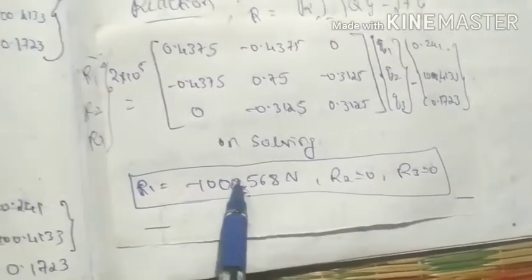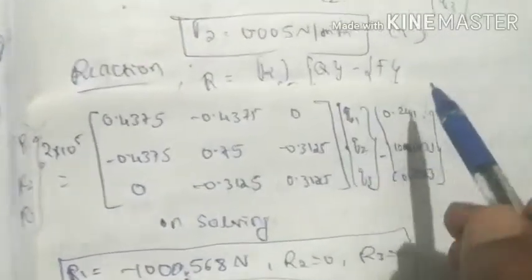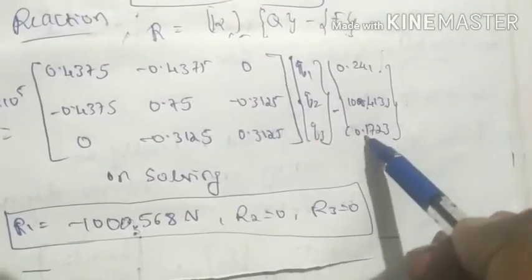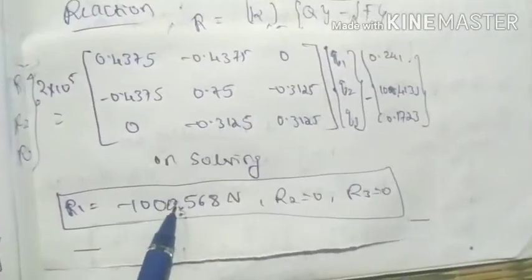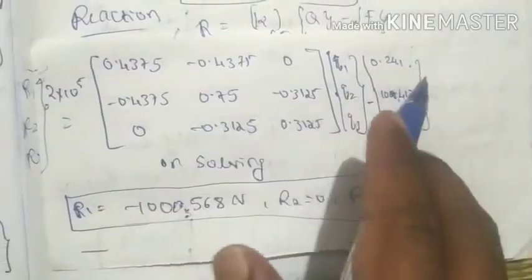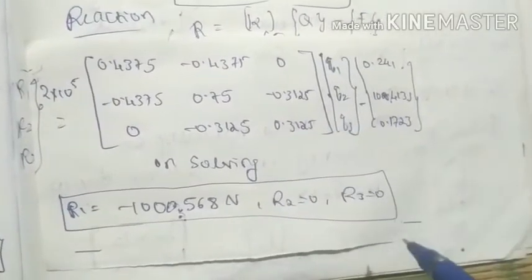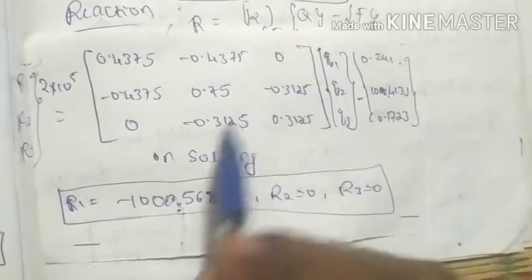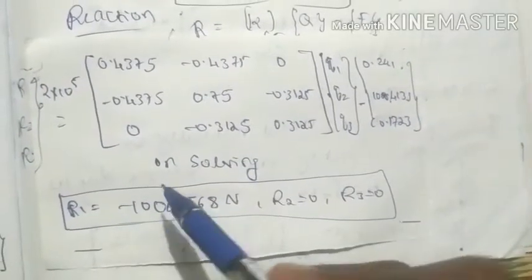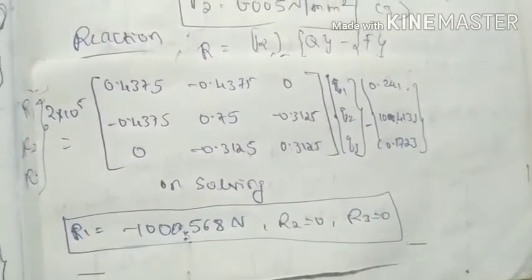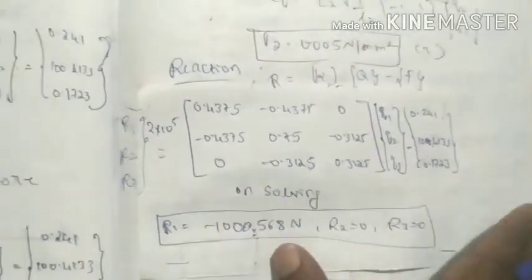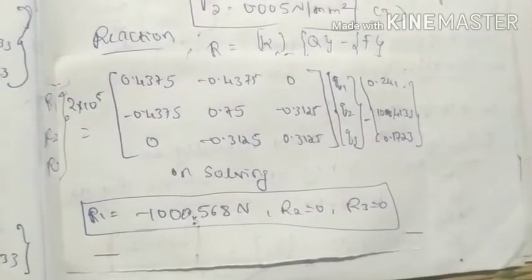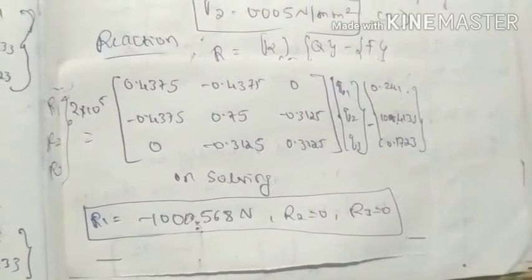Now we will validate this result. How to validate? You see the global force vector, you add 1000.413 plus 0.241 plus 0.1723, you will get approximately the same value. Therefore this is plus, that means it is acting downward, and minus means the opposite reaction. So if the applied force equals the reaction force, then your problem is correct. So this completes this problem. This is one of the important problems as per the VTU question paper.